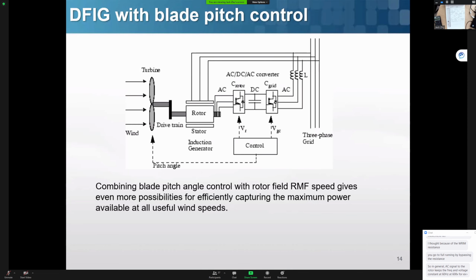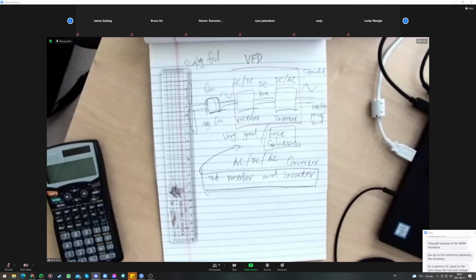We can talk about this one in more detail. Yes, that's true. So we use that AC signal in there to work with the rotating speed of the blade moving by the wind, to keep a constant output voltage on the stator. No, the stator is the output.